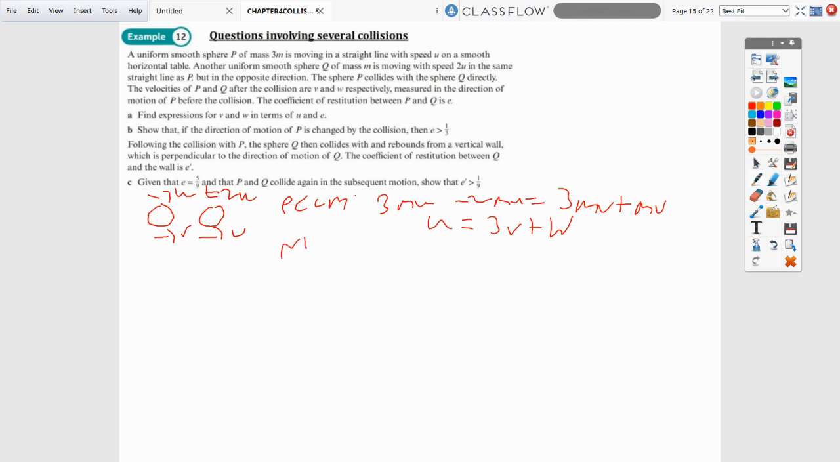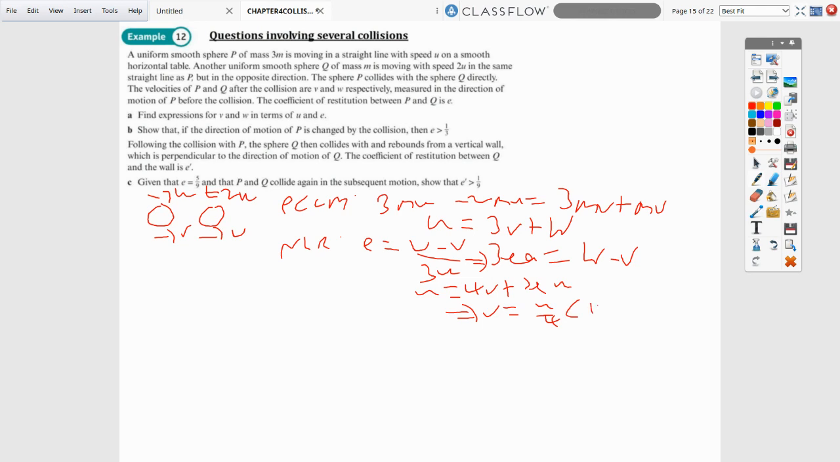Then we're going to do some NLR, speed of separation over speed of approach. We don't know E this time, that's okay. It's going to be the difference in the speed, so W minus V, divided by the speed of approach, which is going to be 2U minus minus U, i.e. 3U. So we've got 3EU equal to W minus V. We can just eliminate those equations together, can't we? So we get that U equals 4V plus 3EU. So V is just U over 4, 1 minus 3E.